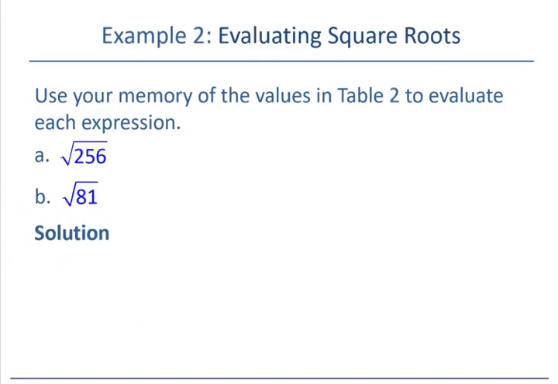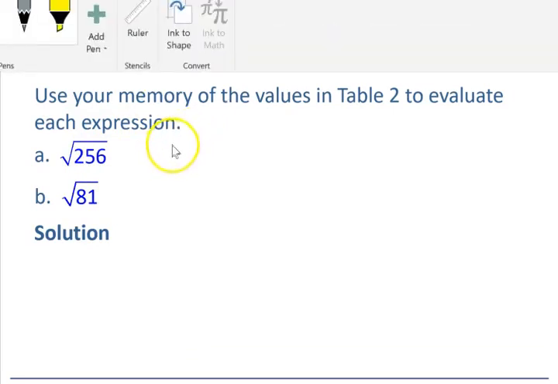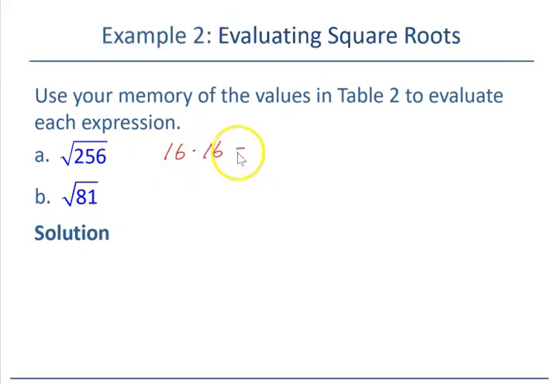Let's do some more here. Think back: what two numbers that are the same can I multiply together to get 256? If you think about it, 16 times 16 equals 16 squared, which equals 256. And this is saying, what's the square root of 256? Well, the square root of 256 is 16. It gets me back to the number that I needed to multiply by itself to get to 256.